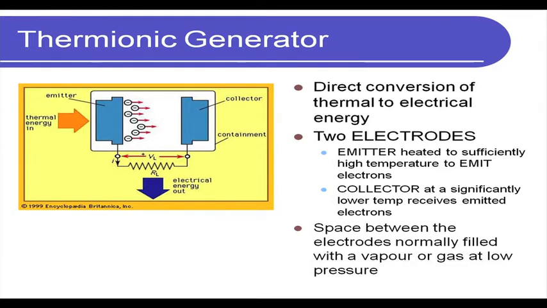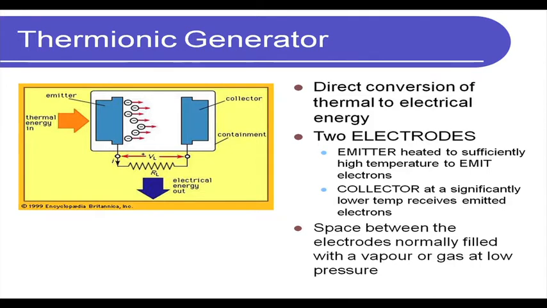The collector is at a significantly lower temperature, and as it receives the electrons, they give up their energy and come down to the level known as the Fermi level of the collector surface. In the process it gives up thermal energy, which is rejected as heat from the collector surface.